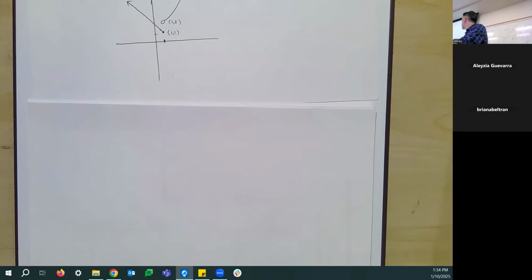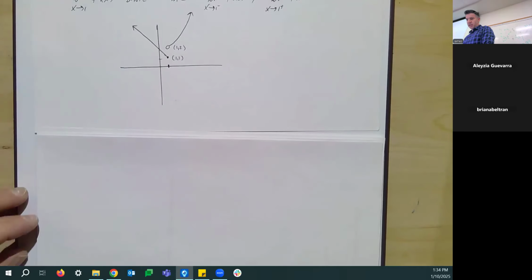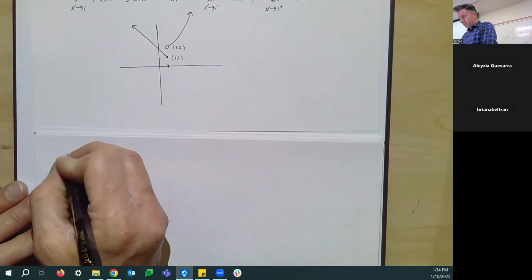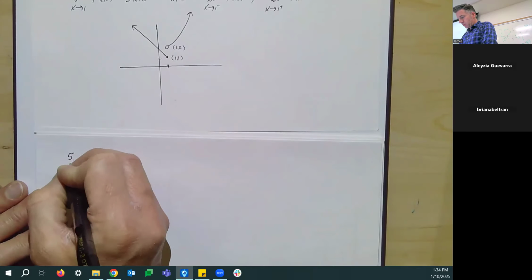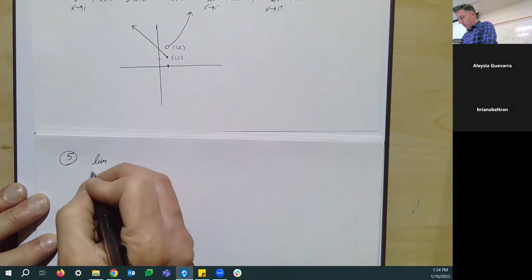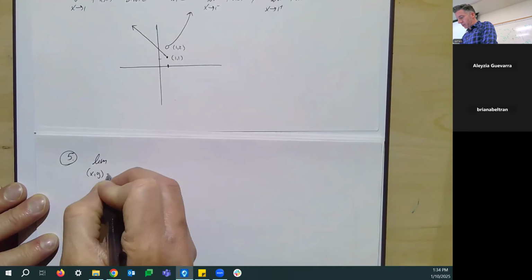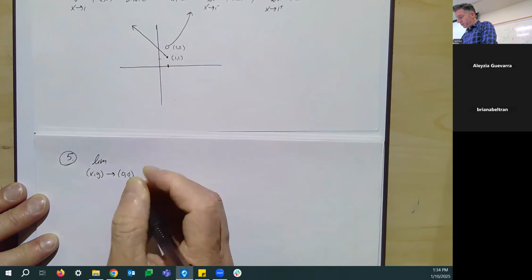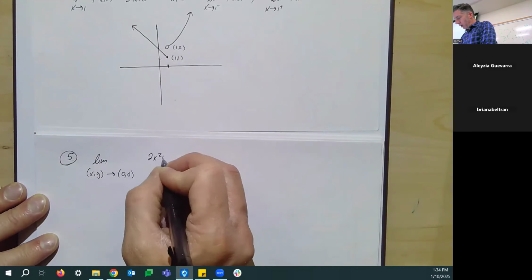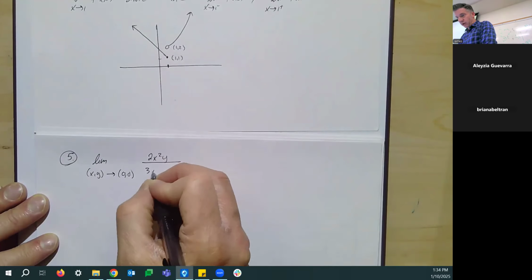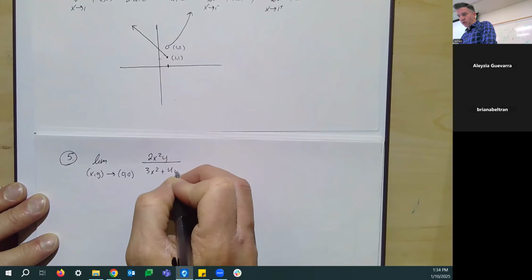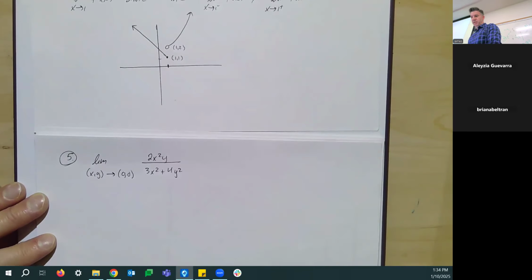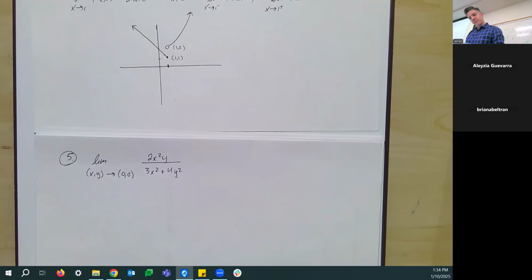So we'll look at the limit as (x, y) approaches (0, 0) of 2x squared y over 3x squared plus 4y squared. Oh, wait a minute here. This is not the example I want to start with.